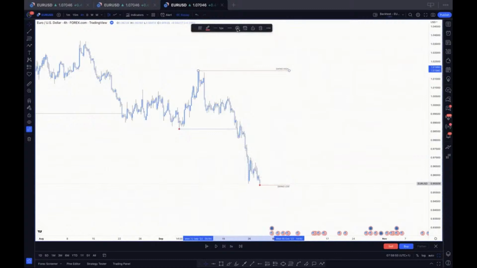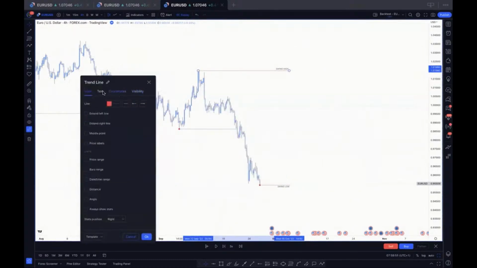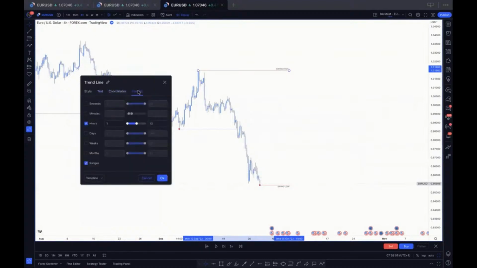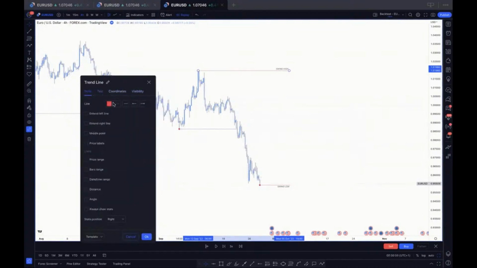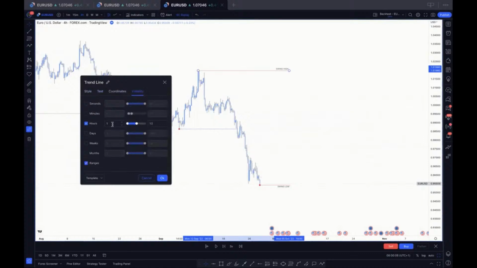So on this line, if I click on this settings button here, you'll see that you have style, you have text, you have coordinates, you have visibility. Usually the only thing you need to do is maybe change the color of your line if you want a different color, or maybe add some text. And then visibility. Visibility simply says, I want to see this maybe on the minutes chart. So I want to see it on the 15 minutes. That's the meaning. If you want to see it on the daily, you say, okay, I want to see it on the daily chart. So that's basically how this works. So I want to see it on the 15 minutes, so I'm just going to make sure that it's ticked and also the 15 minutes is in place.